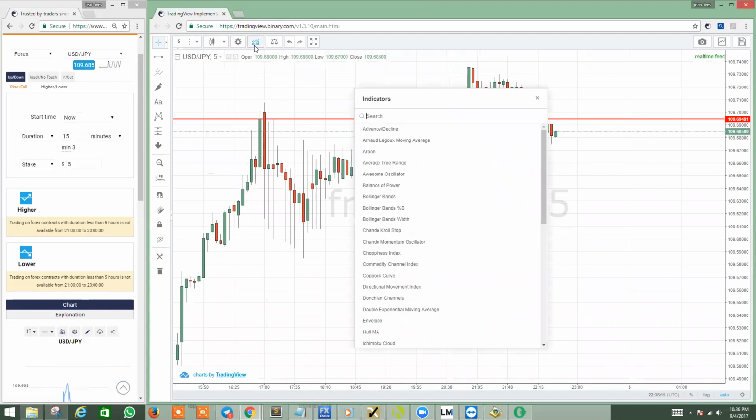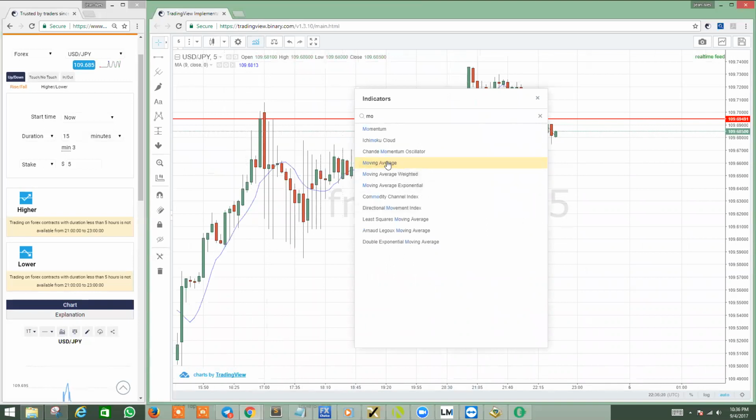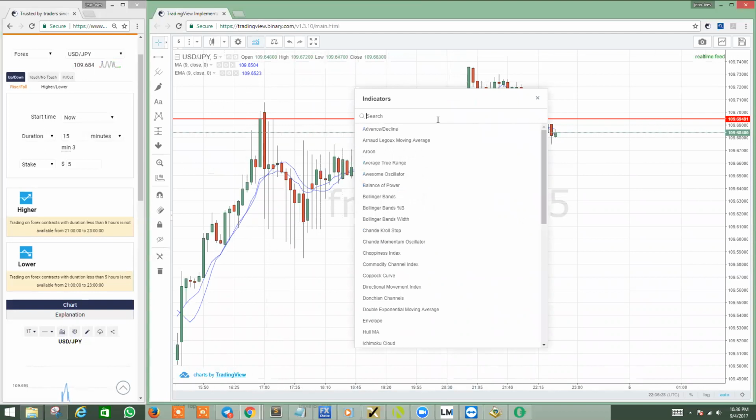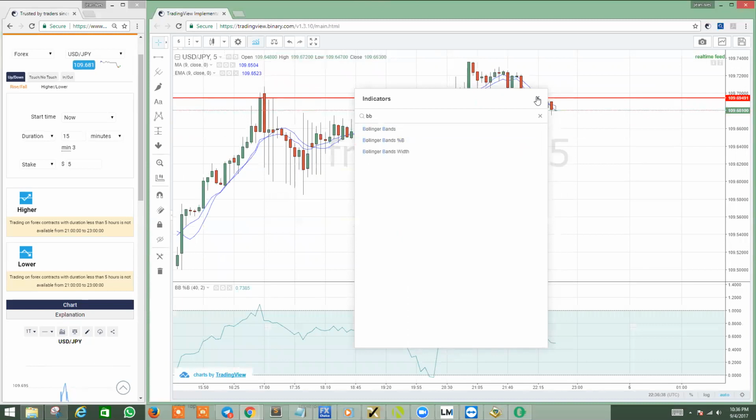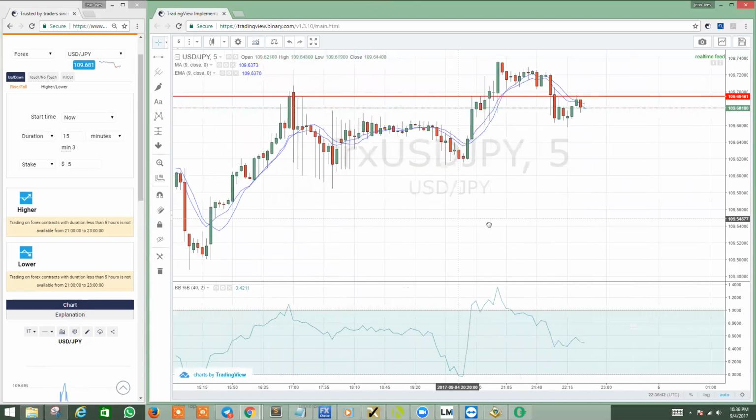The first thing you want to look for is a simple moving average. So you choose your simple moving average, and then you choose your moving average exponential. And then the third one you want to choose is your BB percentage. You won't find this on MT4, but you should be able to find it on TradingView. So that's going to be the Bollinger Band percentage B. That's the one you want to select as well. Once you have those three, they should be enough for this strategy.